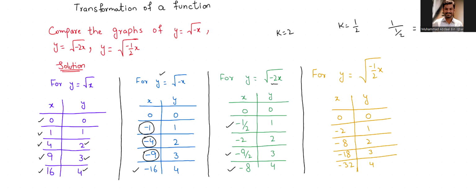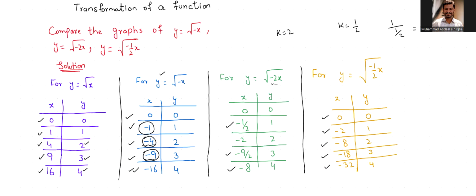Okay, so 2 multiplied by 0, we get 0. 2 multiplied by -1, we get -2. 2 multiplied by this -4, we get -8. 2 multiplied by this -9, we get -18. 2 multiplied by this -16, we get -32. If we plug in again, we get all the y values which are the same in all of these tables. So we get the y values 0, 1, 2, 3, 4.